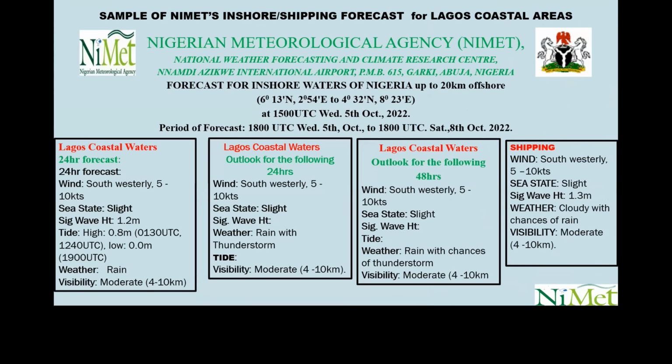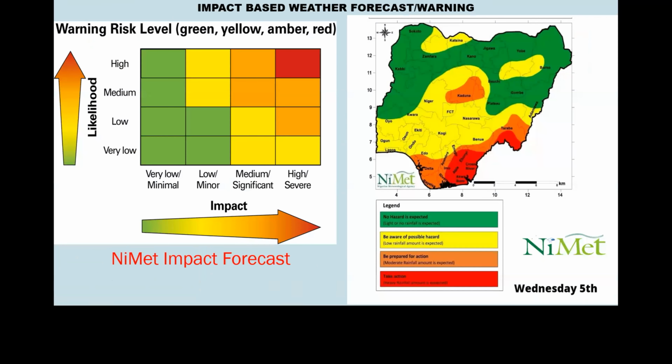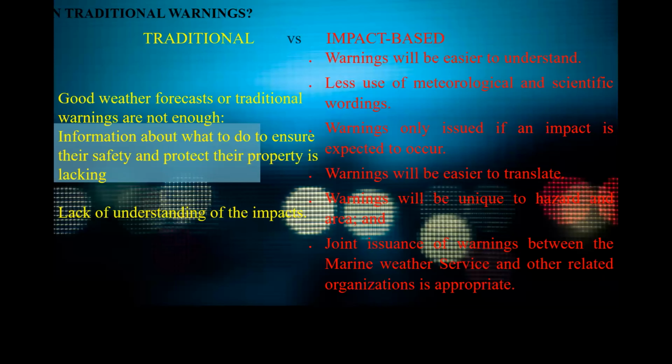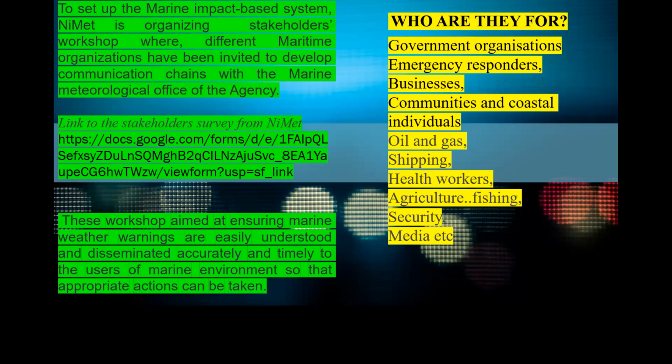This is a typical example of weather forecast produced by NIMET, and the one that is being done over land. And that is the reason why we are here today, because we are trying to produce for the ocean environment, and by so doing, we have to engage the stakeholders.